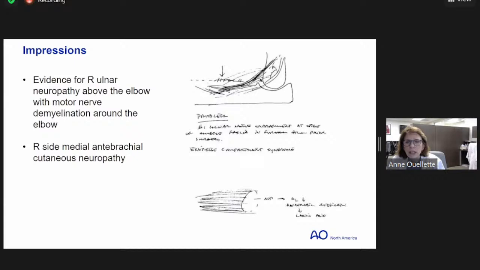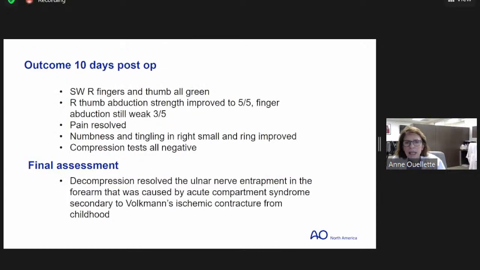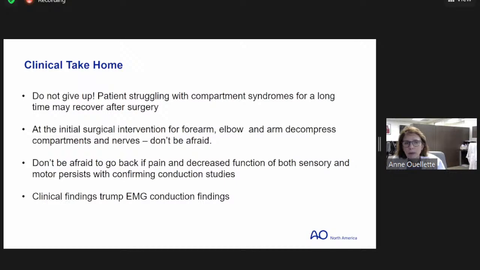So we decided to go ahead and redo everything one more time, since she was losing sensation and losing motor, also releasing the median nerve and the antebrachial cutaneous nerve. We also released her carpal tunnel. In the end, she got all of her sensation back, and her thumb abduction improved. Her finger adduction was still weak, but the pain resolved. So this was huge for her. When we went in there, we found that she really still had a very mild Volkmann's ischemic contracture. So we released all those compartments in the forearm, and that dramatically improved her.